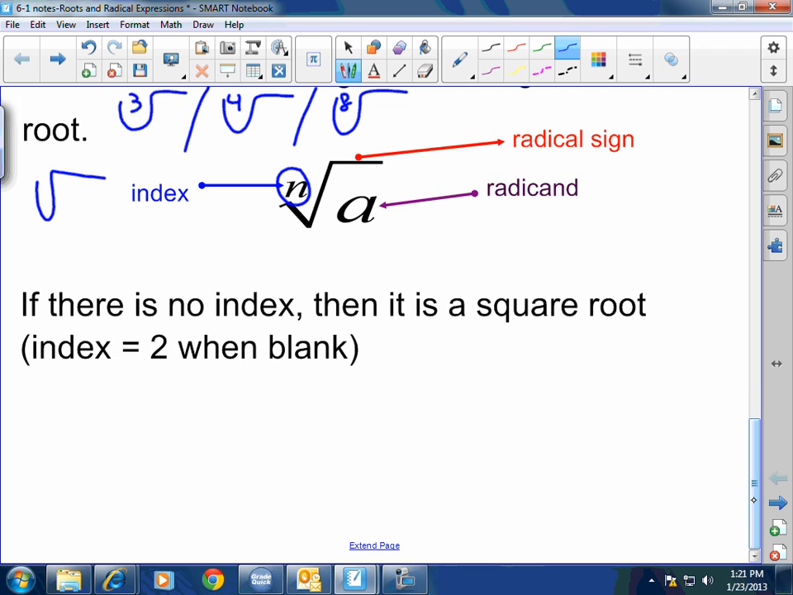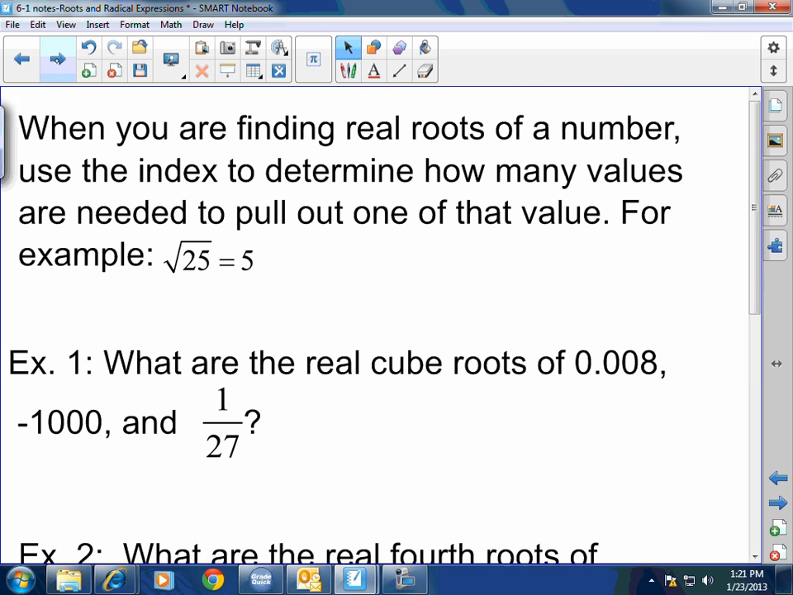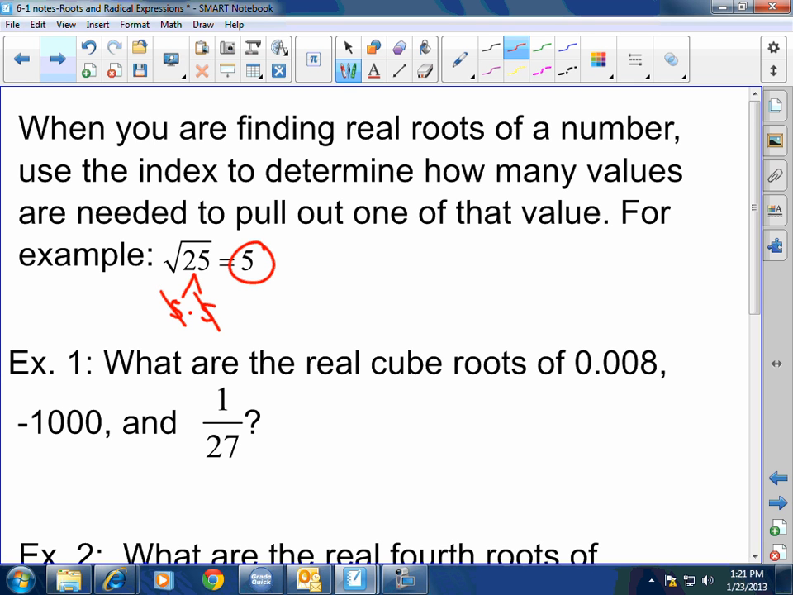All right. So that's that first slide. Now, when you are finding real roots of a number, use the index to determine how many values are needed to pull out one of that value. In other words, what is the size of the set that they're looking for? Here is the square root of 25. We already did this. This is a 5 times a 5. I'm looking for sets of 2. Two 5s, it's done.